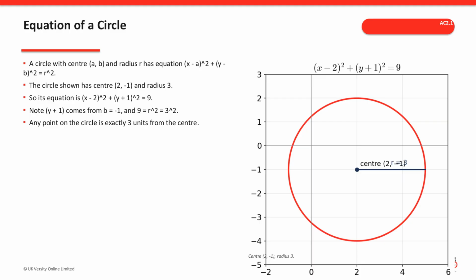A circle with centre (a, b) and radius r has the equation (x - a)² + (y - b)² = r². So a circle centred at (2, -1) with radius 3 has the equation (x - 2)² + (y + 1)² = 9. Notice the y + 1 comes from b being -1, and the 9 is 3 squared. Every point on that circle sits exactly 3 units from the centre.